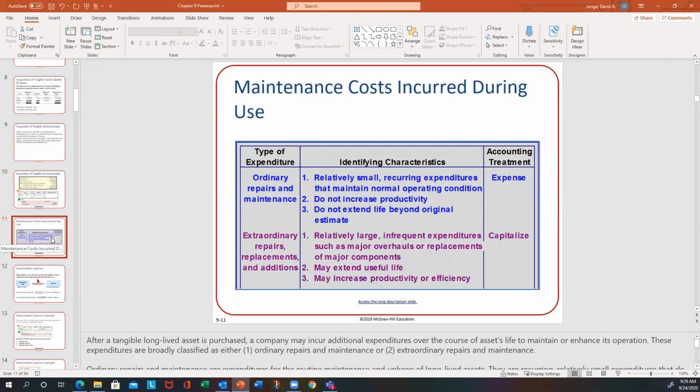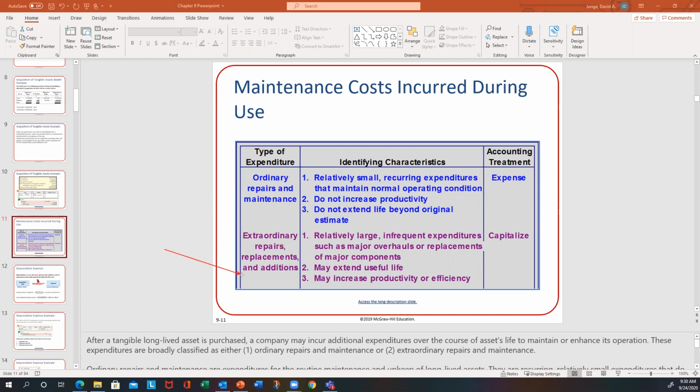Other issues that could come up other than the acquisition cost is, sometimes you could have what they call maintenance costs. And if it's an ordinary type of expense or repair and maintenance, the accounting treatment is going to say that you're just going to expense those type of items. You don't capitalize those. So these would be things that are relatively small, recurring normal maintenance. It doesn't increase the productivity and does not extend the life of the asset. So as long as it's an ordinary repair, you just expense those.